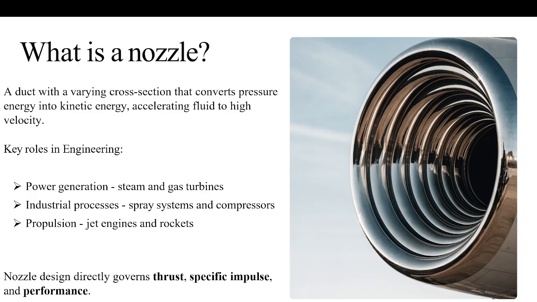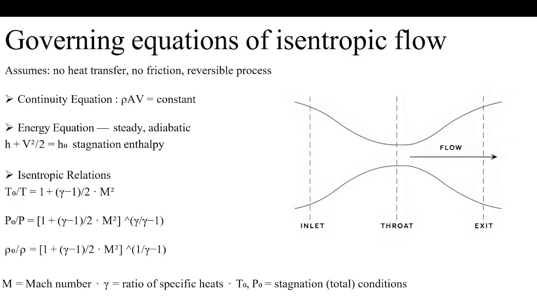Typically the nozzle plays a vital role in the engineering domain, where it is used for power generation, industrial processes, and for propulsion devices, simply used for jet engines and rocket engines. Nozzle design directly governs the thrust, specific impulse, and performance. These are the performance parameters of your jet engines, which include thrust, specific impulse, and the efficiency in terms of the nozzle. Clear?